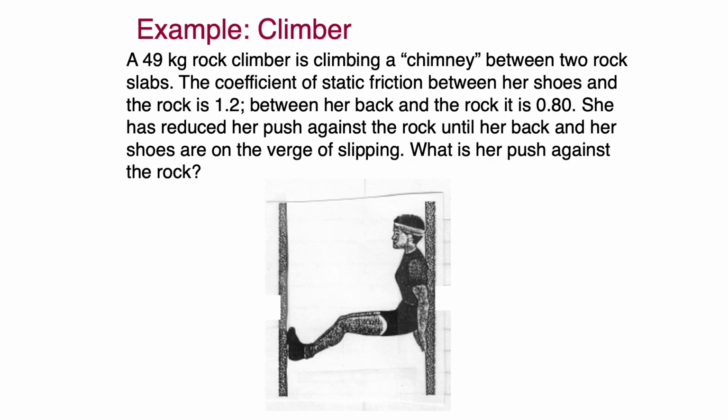Let's do another example. A 49-kilogram rock climber is climbing a chimney between two rock slabs. The coefficient of static friction between her shoes and the rock is 1.2. Between her back and the rock it is 0.8. She has reduced her push against the rock until her shoes are on the verge of slipping. What is her push against the rock?